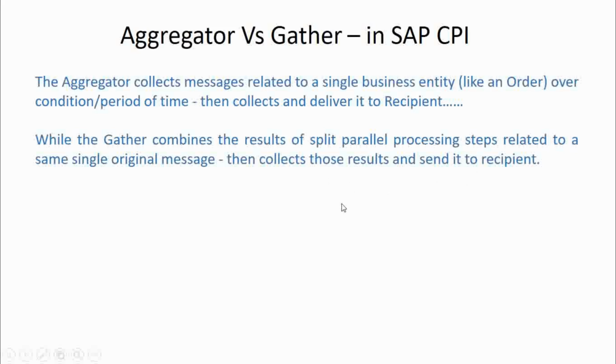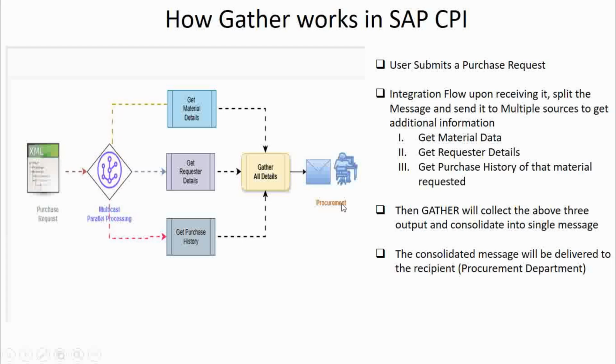Okay, like this. Like this it will be there. It is a parallel processing of the same iFlow and it receives the output and collects it. This is what gather does. Okay. Now we will take the use case, same thing, purchase request, and I will explain to you how I am going to implement it in iFlow.